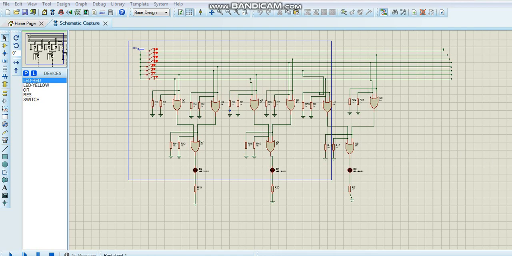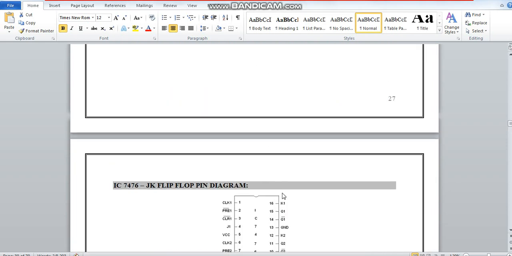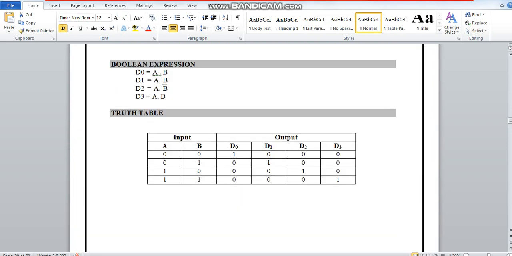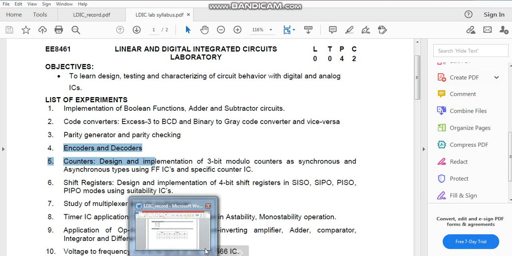So dear students, the next experiment we are going to see here is about encoders and decoders, which is experiment number 4. Let me go to the syllabus. Your syllabus experiment number 4 is encoders and decoders. So you have to understand what is encoding and decoding.